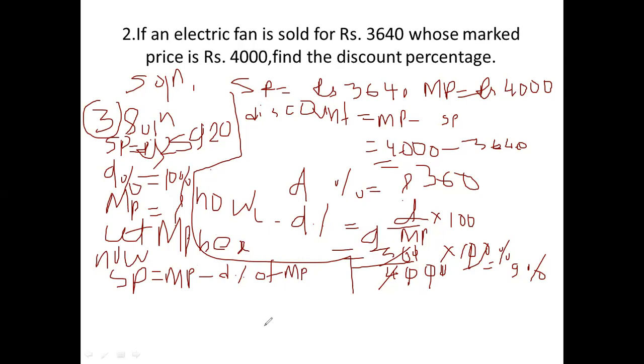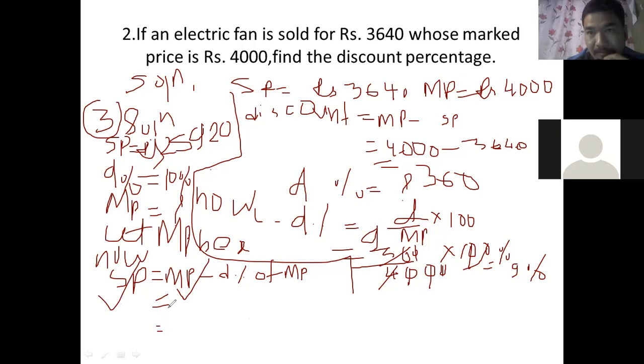Okay, children, put the values. Put the value of SP. MP value, put X. Discount percent is 10, so there is 10% of X. If you solve, then you will get the value of X. That value of X will be the MP. SP equals MP minus discount percent of MP. In place of MP, use X. SP is given there, 25,920.